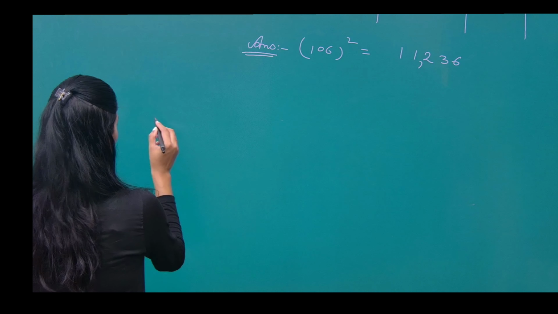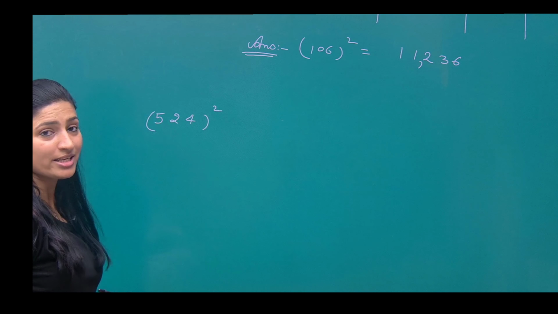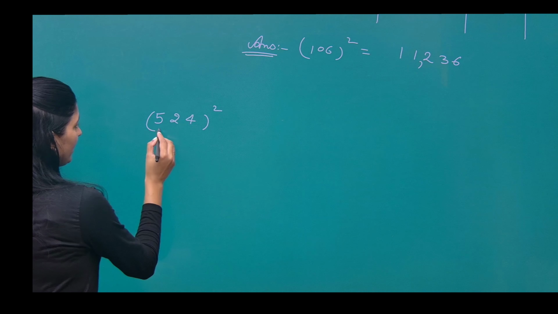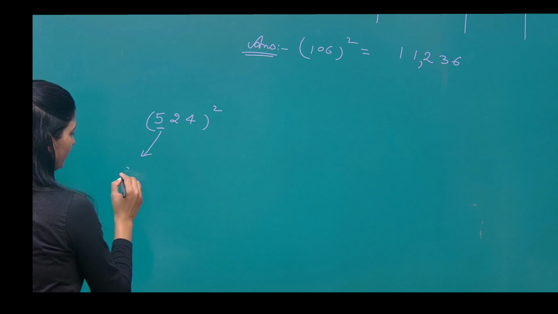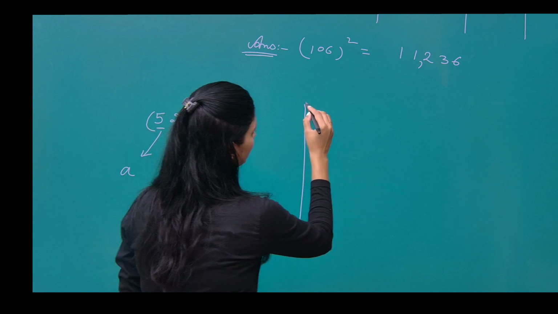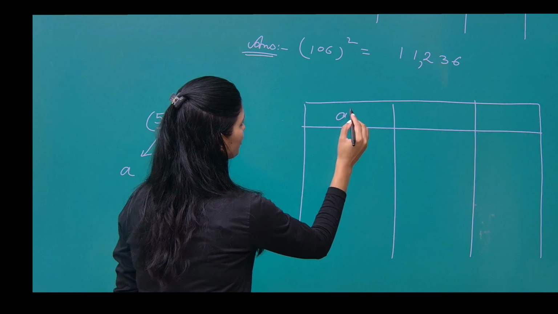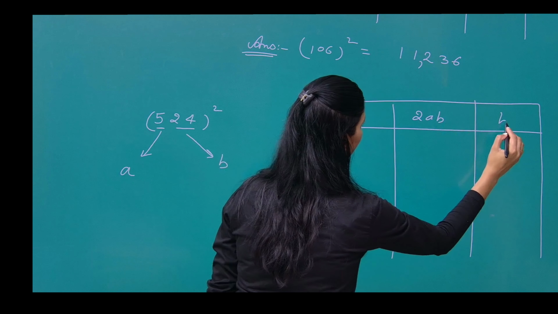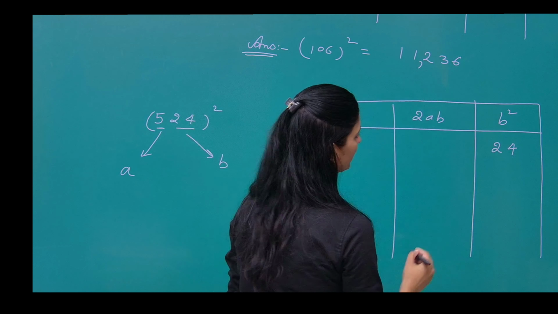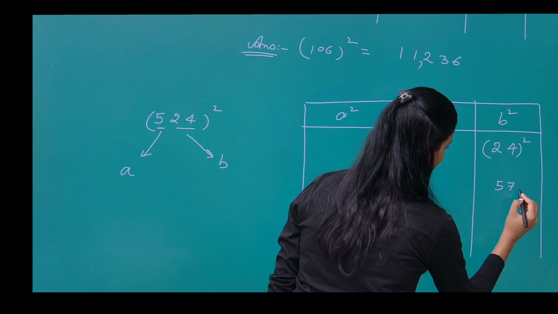Now let's take one more example. 524 whole square. Now this calculation is going to be a little more complicated, so be very careful here. Again, as I told you, this last number will be our A and this 24 will become our B. Again, we will create the columns with the same heading: A square, 2AB, B square. Our B is 24. So let's find out the square of 24. So the square of 24 is 576.